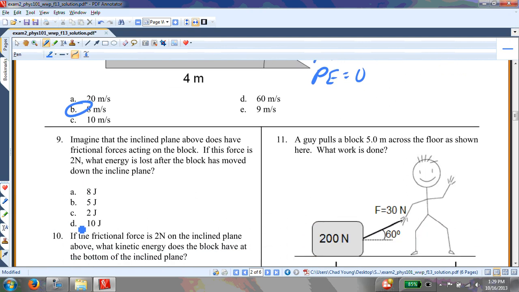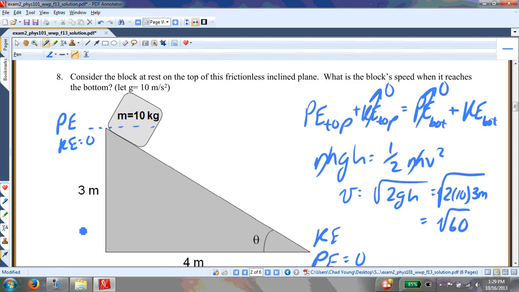Imagine the inclined plane has a frictional force acting on the block. The force is 2 newtons. What energy is lost after the block has moved down the inclined plane? All right, so as it's moving down, I have a frictional force equal to 2 newtons. This block is moving in this direction, but it has a frictional force acting upon it. So that frictional force does a certain amount of work, which is Fk times d.